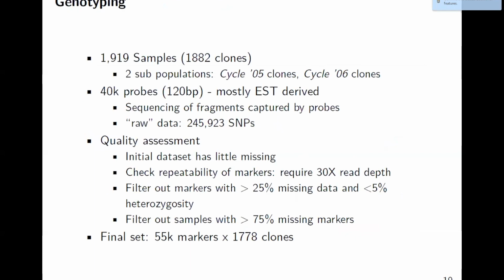So we did sequencing for genotyping from about 2,000 samples. We used a technology that uses some probes to capture the locations in the genome that we are actually getting our sequencing from. And then from that, we got a raw data set of more than 200,000 SNPs that later was further filtered. So we got to a final data set with 55,000 markers in more than 1,700 clones.